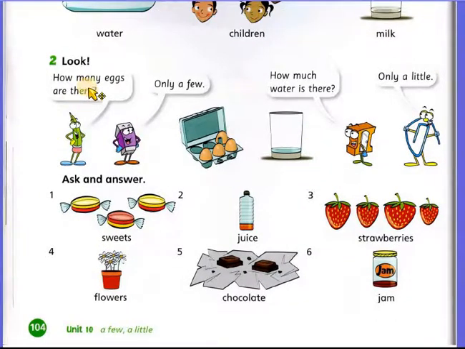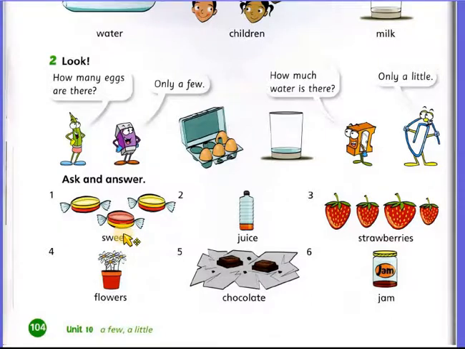We have 4 bubbles. Who can start? How many eggs are there? Only a few. Because we can count eggs, when we ask about the number of eggs, we use how many. Bravo. And if we can't count this thing, what will we do? We will use how much. How much water is there? Only a little.